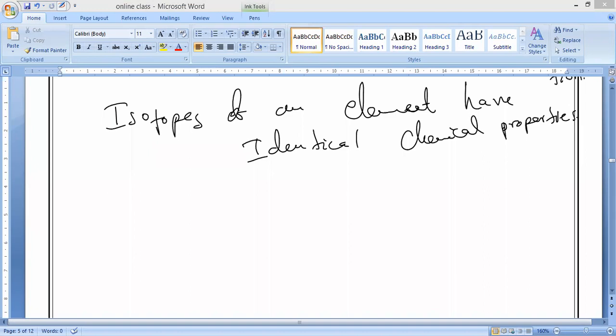on the basis of what, guys? On the basis of their electronic configuration. Is it okay, Aswita? The identical chemical properties of all the isotopes are on the basis of their electronic configuration.